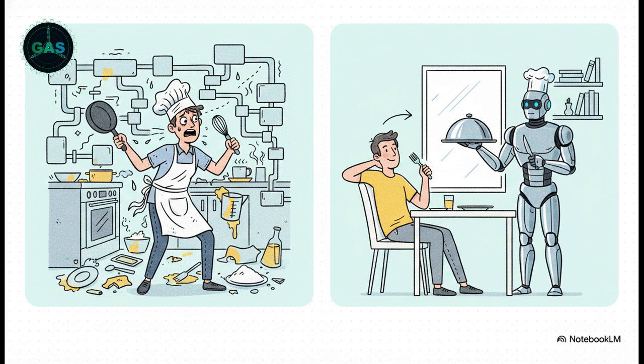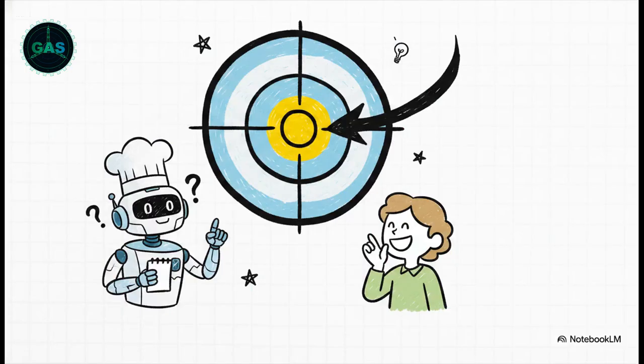Totally different ballgame. It's like walking into a high-end restaurant and just telling the head chef, "Hey, I want a delicious steak dinner." You aren't telling them how to season it or what temp to set the oven to. You just give them the outcome you want and they figure out the rest. This is the crucial shift. You just give the system a goal. You absolutely do not have to map out every single node and API call anymore.